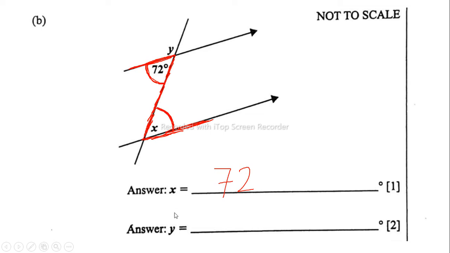Now, what will Y be? What will Y be? 180 minus 72. How did you get that?